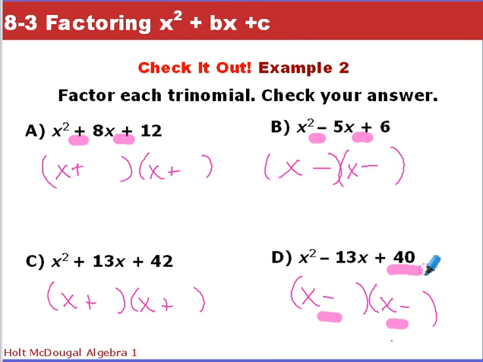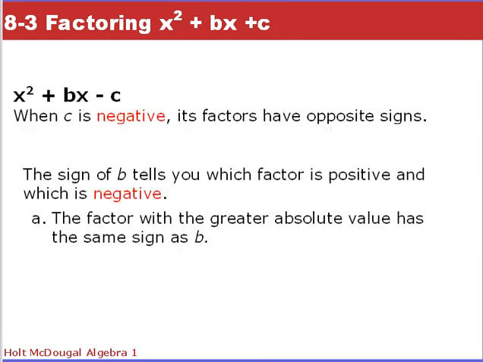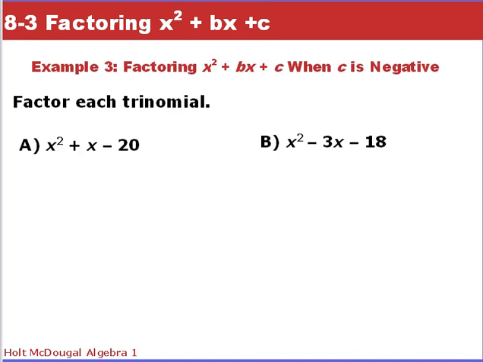So now, this is going to be when c is negative. Our last term is negative. The factors have to have opposite signs. One's going to be positive, one's going to be negative. b will tell us which factor has to be positive or negative. And so let's look at some examples here. Here we want to factor, so we're looking for factors of -20.